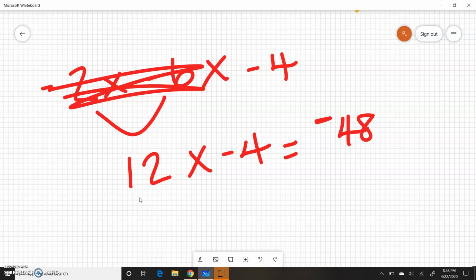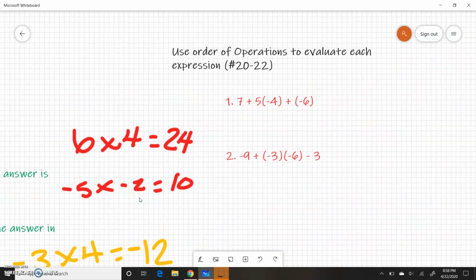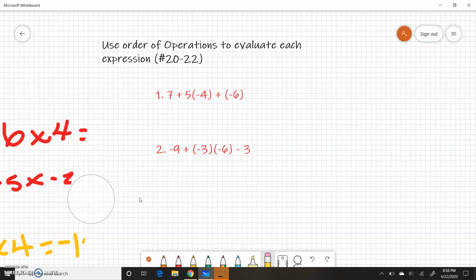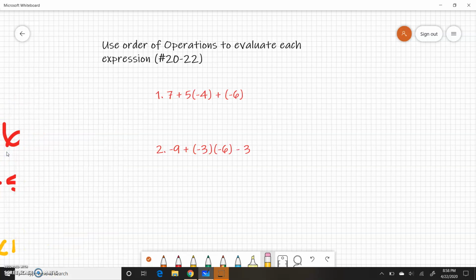Okay, now we're going to move into some other types of questions that we're going to have today, and I'm going to do some examples for you on those. So I'm going to get rid of this stuff over here so it's not distracting. One of the types of questions you will have is using order of operations. This is like questions 20 through 22 on your homework today. They say use order of operations to evaluate each expression. Remember, they use a lot of big words in the directions. It really just means use order of operations to find the answer.